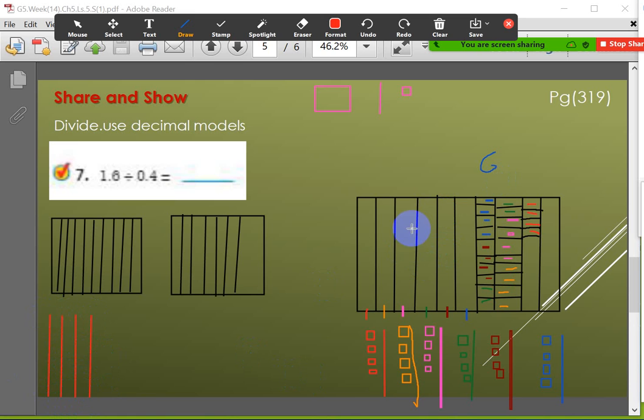Girls, stop typing on the chat. Yes, Larissa, your answer is correct.